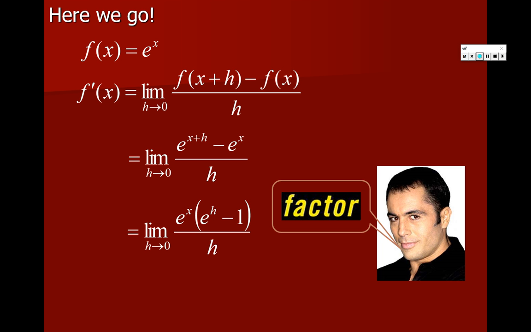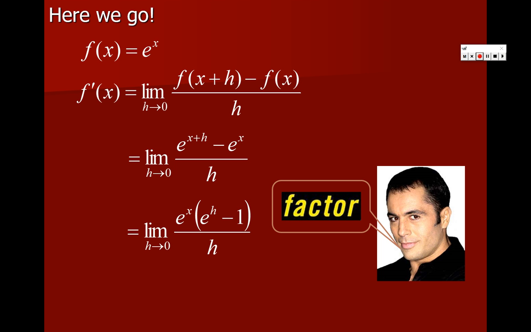Not the point. The point is, e to the x factors out nicely. If you don't believe me, multiply this back in. e to the x times e to the h, I add the exponents, e to the x plus h. e to the x times negative 1 is e to the x. So e to the x factors out nicely here. It's better than that.